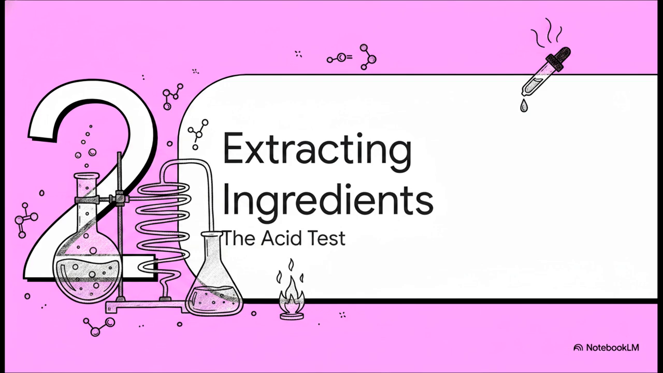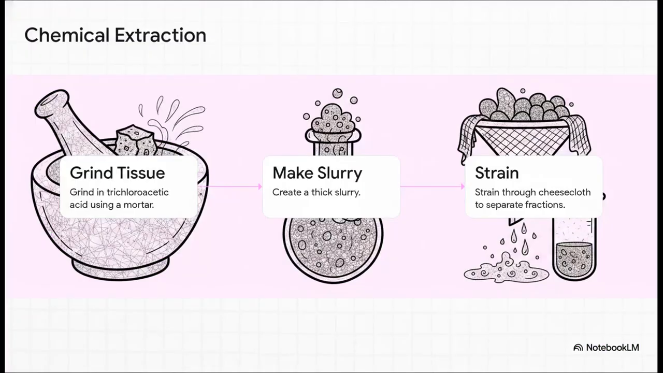Which brings us to part 2, extracting the ingredients. You might think isolating these tiny chemical components requires incredibly high-tech gear, right? Actually, it's a surprisingly physical, almost low-tech process. Scientists just take a piece of living tissue, grind it up in trichloroacetic acid using a mortar and pestle, and make a thick slurry. Then you just strain that slurry through cheesecloth. It creates this beautiful separation. You get an acid-soluble pool of liquid containing thousands of tiny organic compounds that filter right through, and an acid-insoluble fraction left behind in the cloth that holds all the heavy cellular machinery.